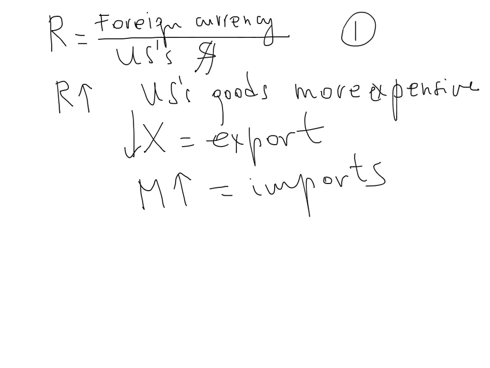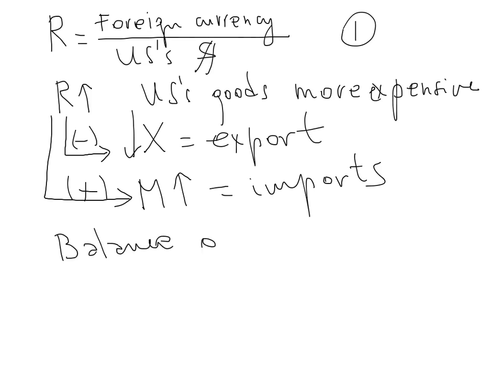So right away you see that the relationship between exchange rate and exports is inversely related. When one goes up, the other one goes down. And the relationship between exchange rate and imports is directly, or positively, related. Now we know that the balance of trade is defined as exports minus imports. And now let's talk about the factors behind the balance of trade.